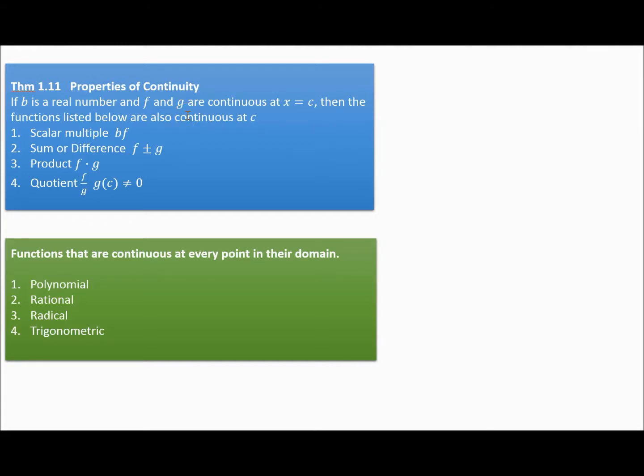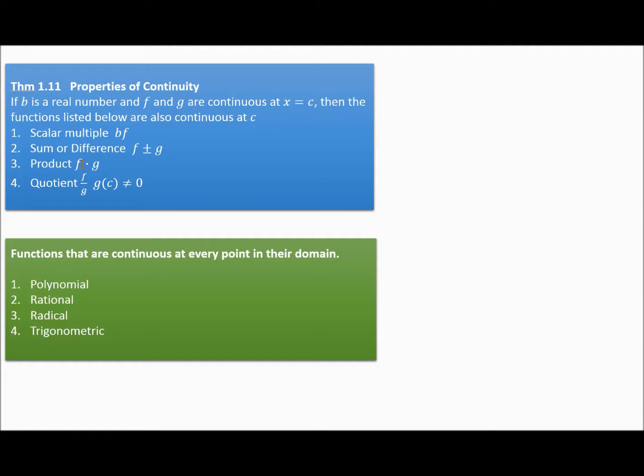So a scalar multiple. So if we want to take a continuous function and just multiply it by a number like 5, then it's still going to be a continuous function. Or if you add 2 continuous functions together, you get a brand new continuous function. You can also subtract them, notice the plus or minus. Or if you would like to multiply 2 continuous functions together, that means you get a brand new continuous function. That's pretty powerful to think about that.